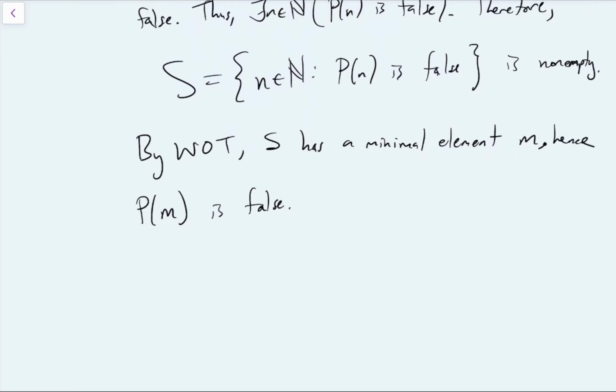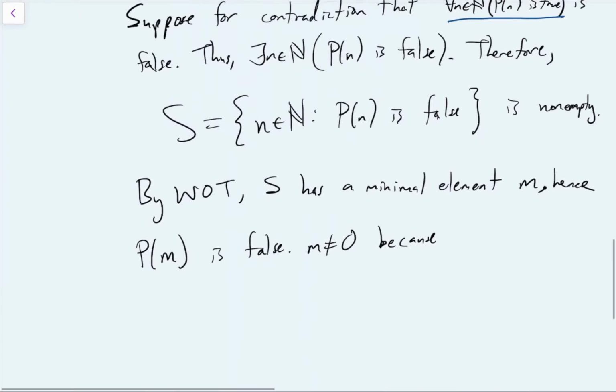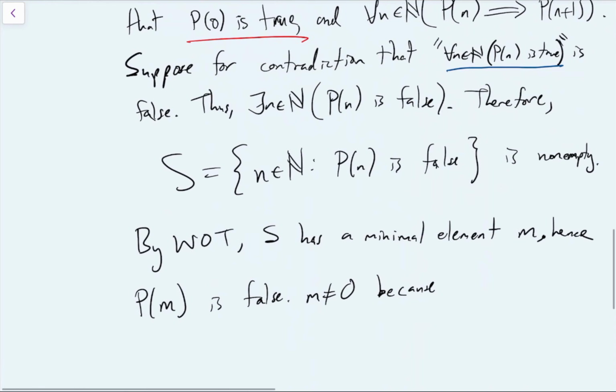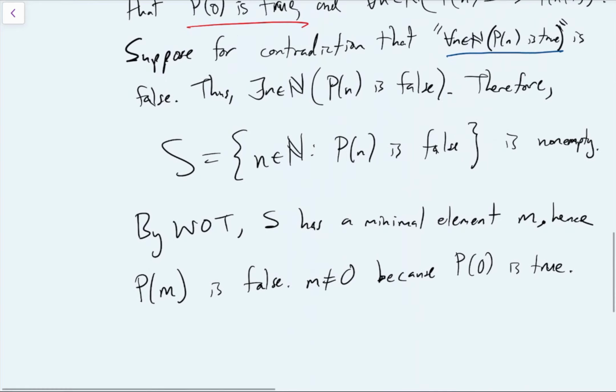Well, since m is the minimal element of the set S, we can think about the natural number m minus 1. Well, actually, let me take a step back here. First of all, m is not equal to 0, because by assumption, p of 0 is true. We had assumed that already. Okay, so if m is not equal to 0, then m minus 1 is also a natural number. So that's good news for us.